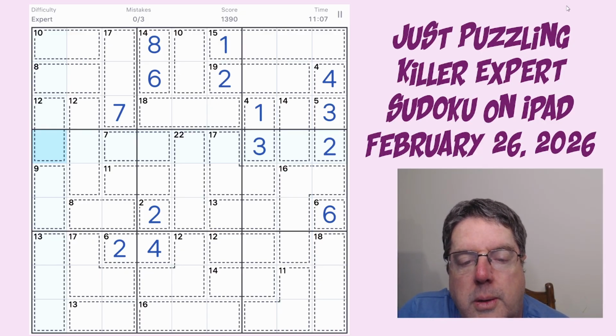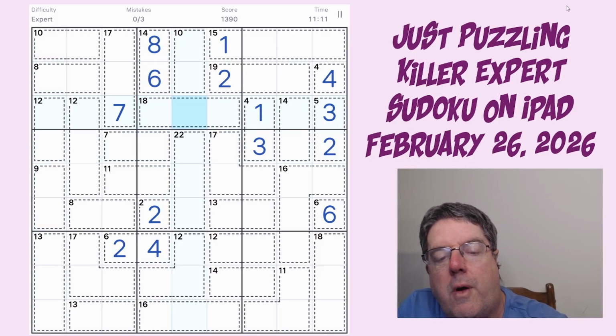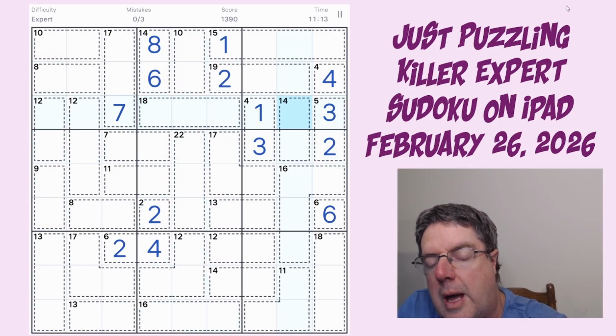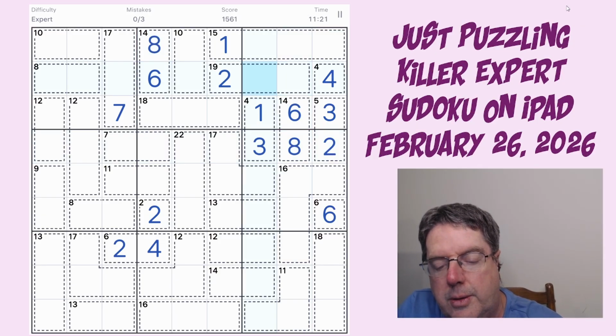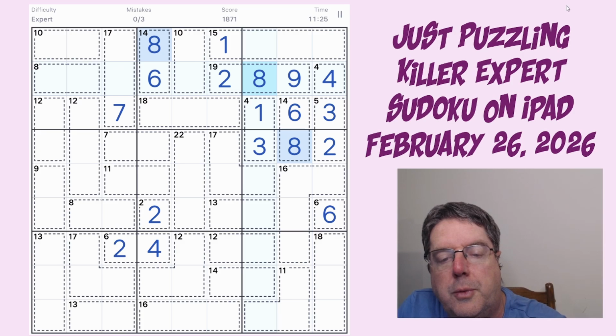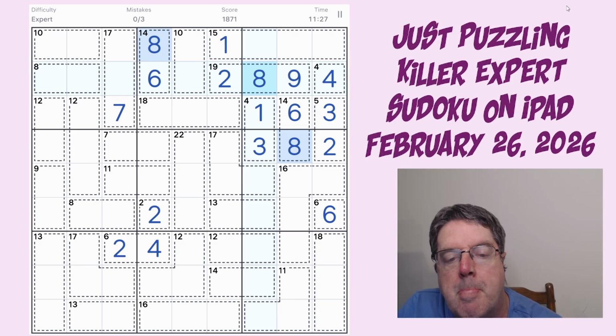4, 9, 5. So this is 4, 9, 5. So 9 and 5 can't be there. So this can't be 9 and 5. So the only thing would be 6 and 8. And 6 can't be there. So this is a 6, leaving this to be an 8. 8 comes up here. So this is an 8 here, leaving this to be a 9. Because the only two numbers of the 17s are 8 and 9.